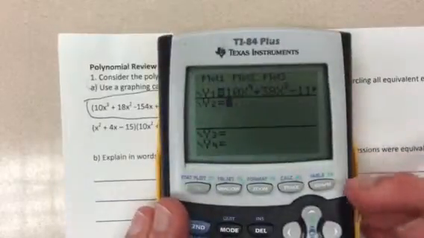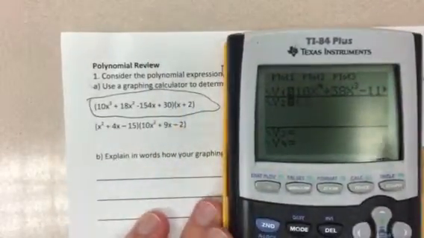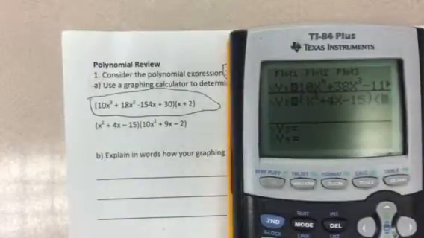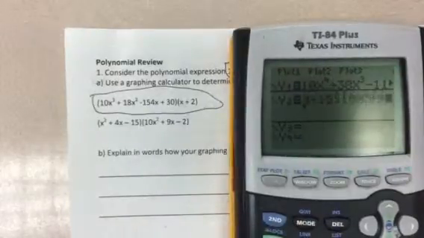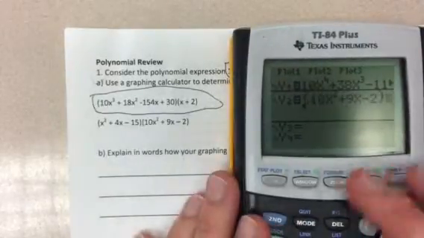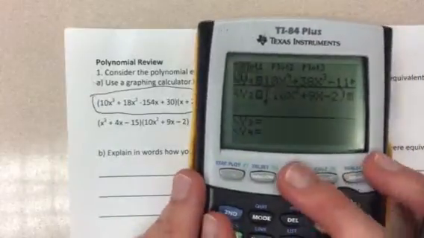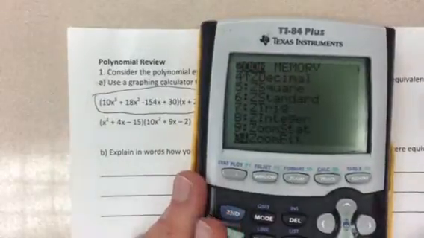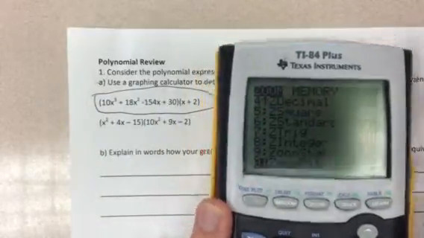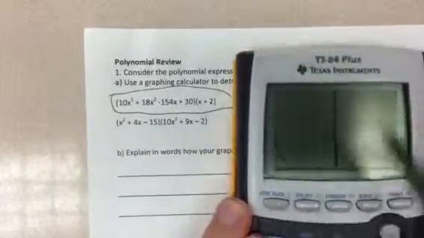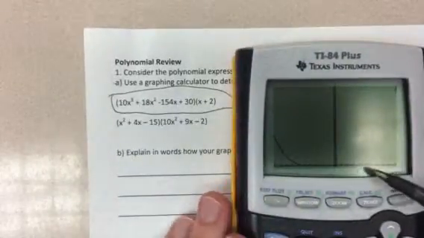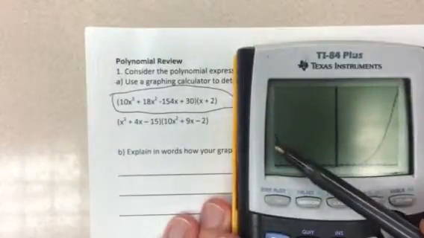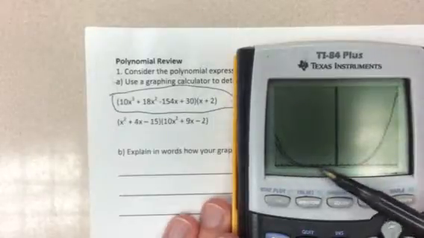But I'm going to clear out y2, and I'm going to put in x squared plus 4x minus 15 times 10x squared plus 9x minus 2. And now I'm going to graph those two. I'm going to do another zoom fit. And so I'm comparing this to this one now and seeing what happens. So again, here's that first graph that we saw the first time. But now if you notice the second graph is graphing close to but not exactly.